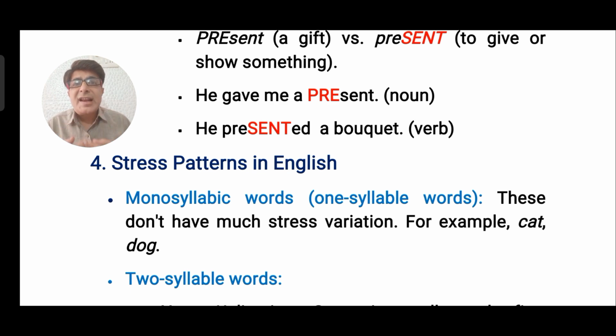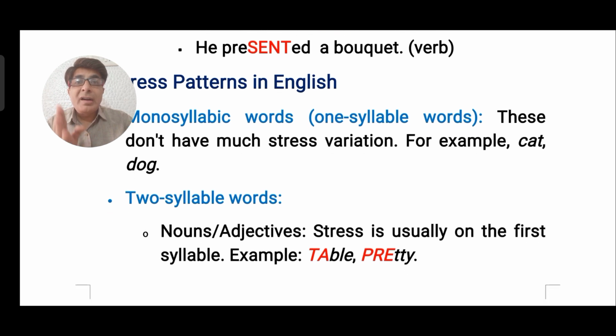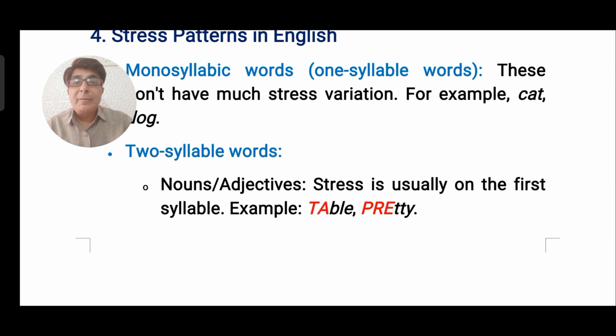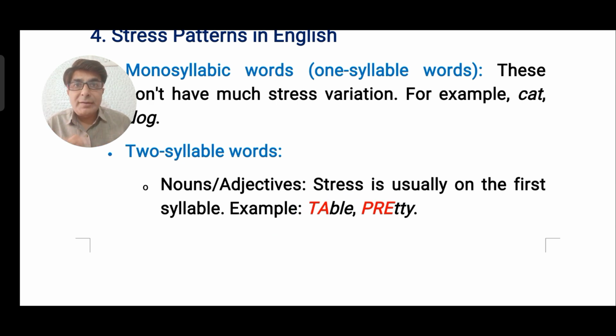Now, several stress patterns in our English language. When the words are monosyllabic words, there is no variation. Most of them are stressed syllables. But when the word is made of two syllables, and if it is an adjective or a noun, then generally the first syllable is stressed, the second one is not stressed. For example, table, pretty, right?